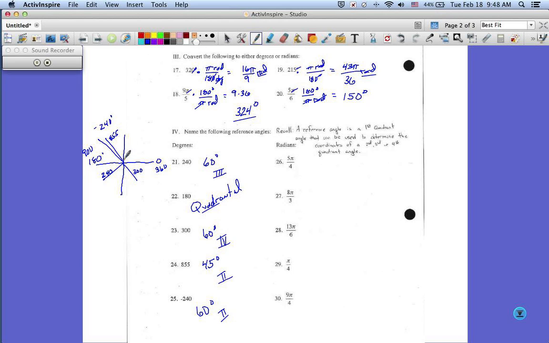Not drawn to scale, FYI, right? 60 degrees is up here more than down there. Just getting a point of reference is all we need. Point of reference. All right, let's check out the radians now.